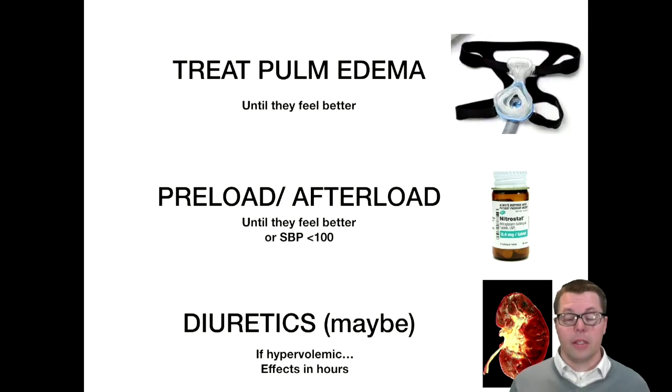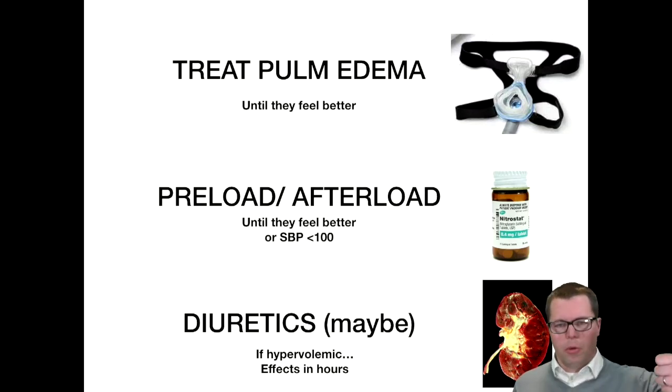Again, with these guys, these are folks that you might get better by the time you get to the hospital, depending on the length of your transport time. So normotensive, we're going to treat their pulmonary edema with CPAP. We are going to, if appropriate, move into giving them some nitroglycerin until they either feel better or until their blood pressure is at 100, and then we'll kind of hold there.